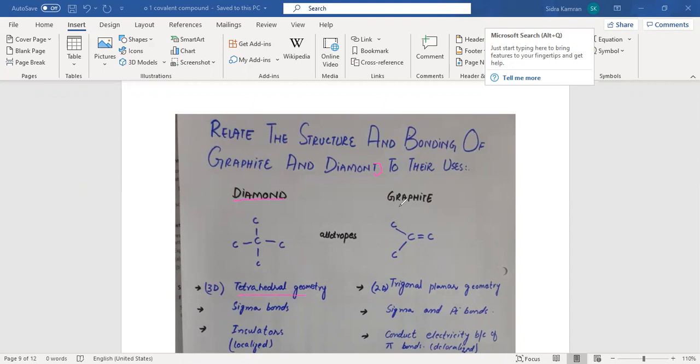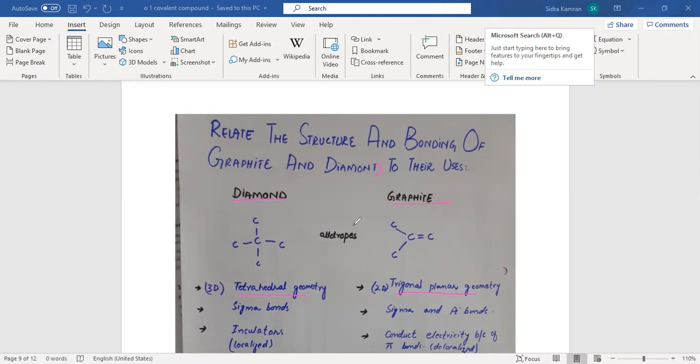Instead, in graphite, one carbon atom is attached to three other carbon atoms. That's why graphite is making a trigonal planar geometric structure. One carbon is attached with three other carbons, making one double bond and two single bonds.